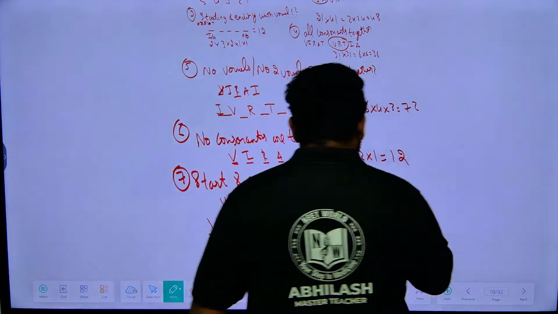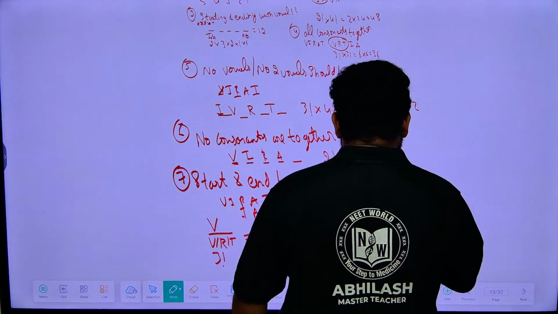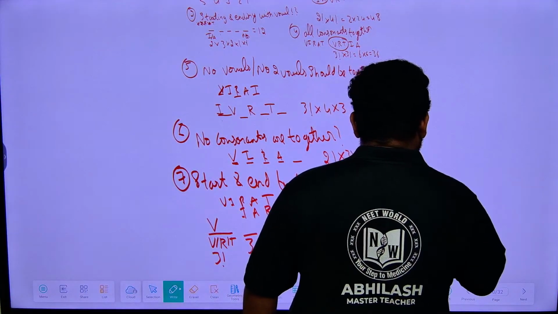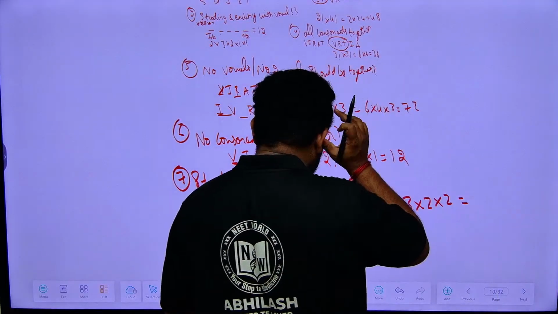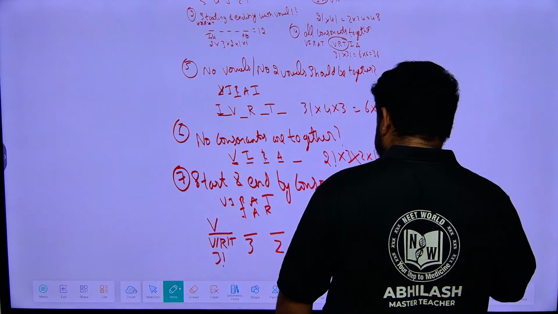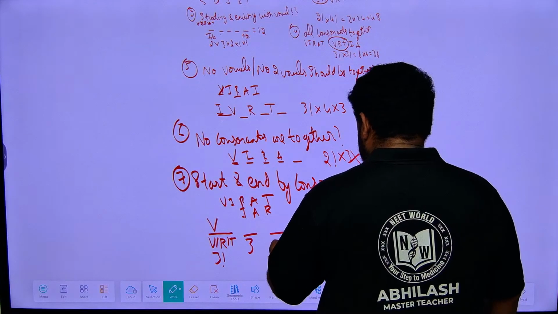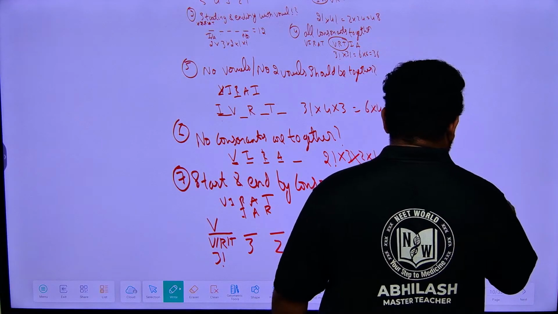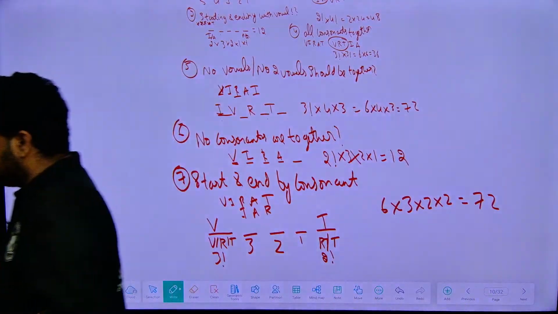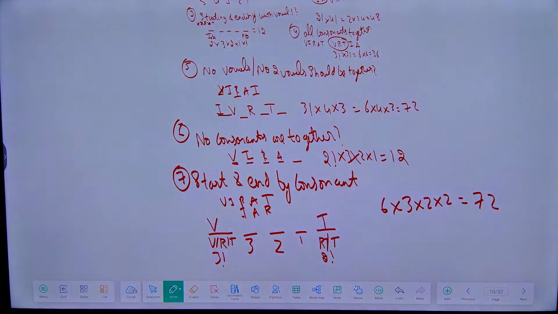Answer is what here? 3 factorial is 6, 6 into 3 into 2 into 2. That is, 6 3s are 18, 36, 72. Understood everyone? Again we got 72.